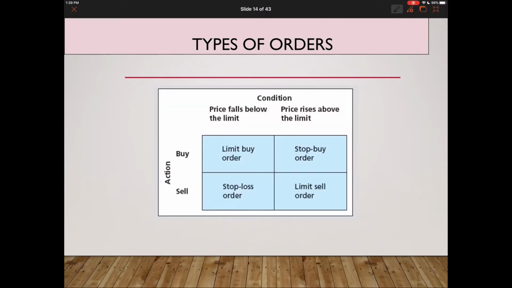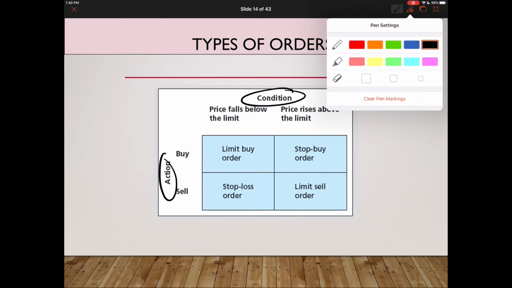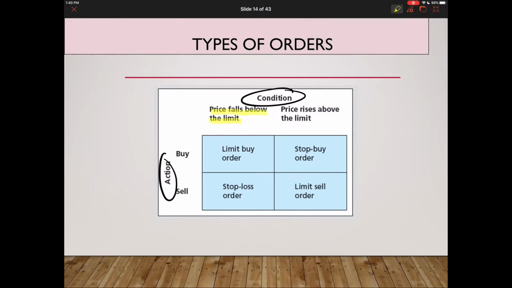So just to take a look at the types of orders that we just mentioned, in particular the price contingent orders we're focusing on here, and what would happen under different conditions relative to what your action would be. As you can see here in the left-hand column, if the price falls below the limit and you want to buy, you would use a limit buy order, and if you want to sell, you would use a stop loss order. And then vice versa: if the price rises above the limit and you want to buy, you would place a stop buy order, and if you want to sell, you would place a limit sell order. So let's do an example.